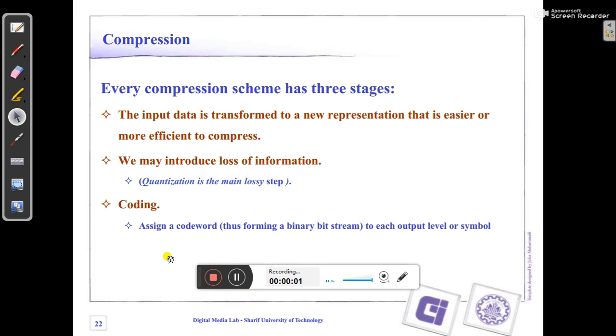In this video I am going to continue from the last point that was discussing the audio compression technique, starting with the audio compression technique. So basically every compression scheme has three stages. The first stage is that our input data is transformed to a new representation that is easier or more efficient to compress.